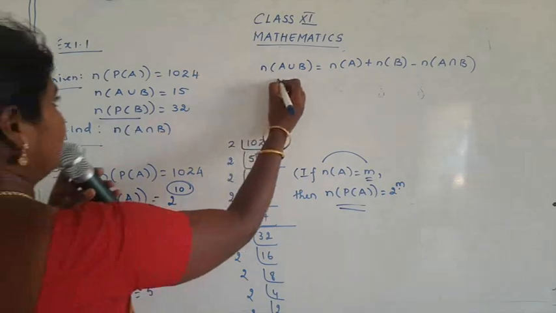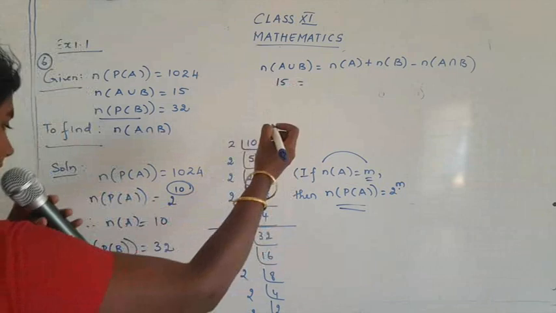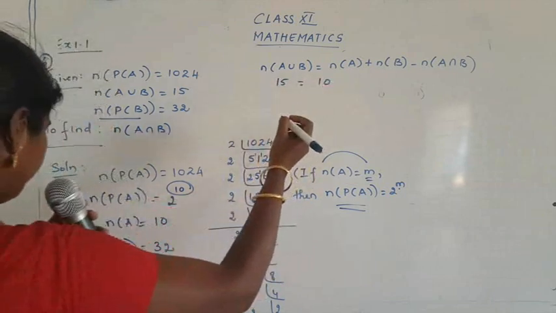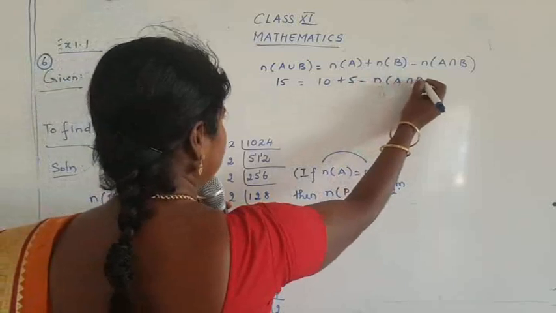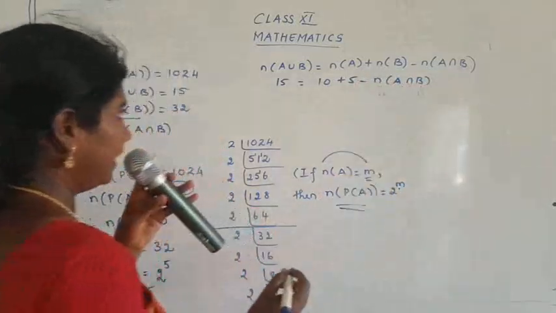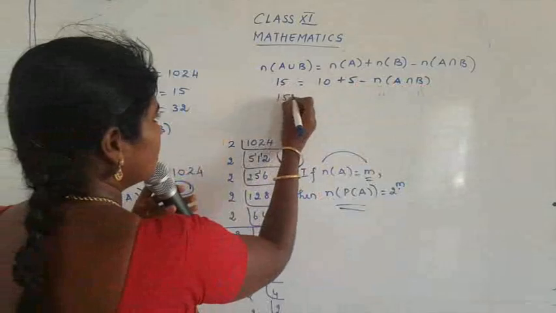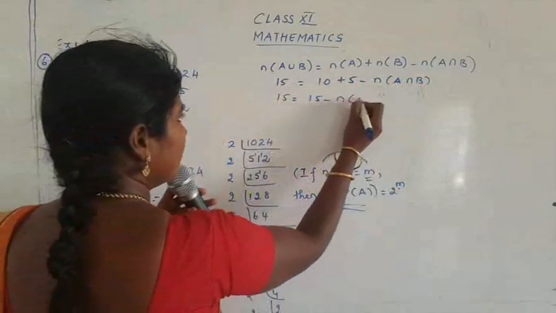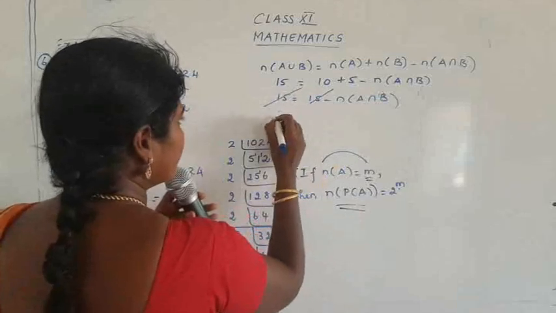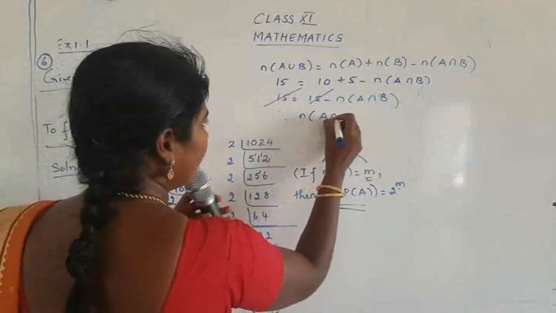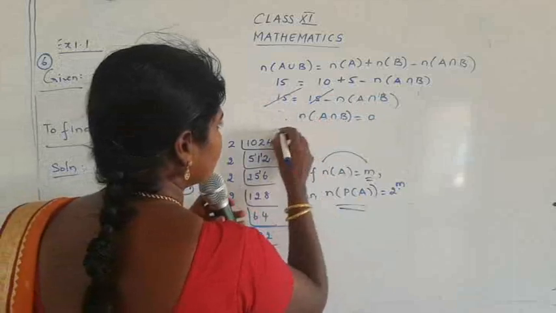n of A union B is 15. n of A is 10. n of B is 5. Minus n of A intersection B, whose value I don't know; that's what we are going to find out. So 15 is equal to 15 minus n of A intersection B. Cancel 15, 15. Therefore, n of A intersection B is equal to 0.